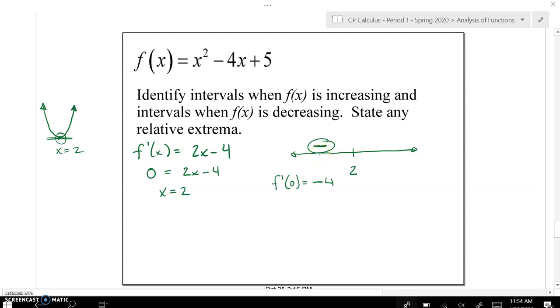You only have to plug one value in to test it, but just to show you that it doesn't matter which value you plug in as long as it's less than 2, I can plug in 1 here as well if I wanted to. If I plug in 1, 2 times 1 is 2 minus 4 is negative 2.